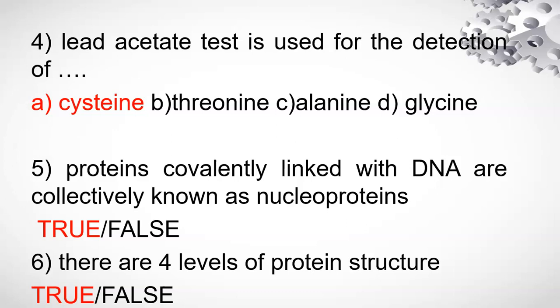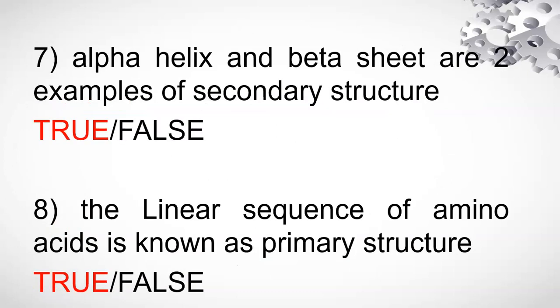Okay, there are 4 levels of protein structure. Of course, the answer is true to that question. So the 4 levels include the primary structure, the secondary structure, the tertiary structure, and the quaternary structure. So these are the 4 levels of protein structure. Alpha helix and beta sheet are 2 examples of secondary structure. The answer is true. So in secondary structure, we have the alpha helical structure and the beta pleated sheet.